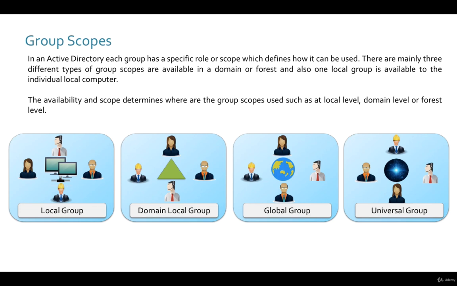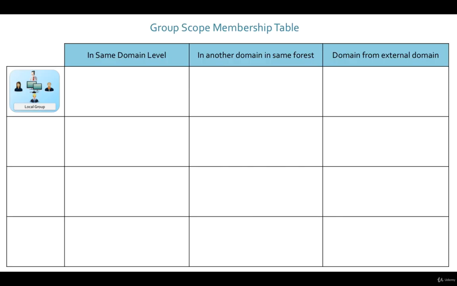Now I'll discuss how all four groups are managed in the same domain level, another domain in the same forest, and a domain from an external forest. In the same domain level, local group can have users, computers, domain local group, global group, and universal groups as its members. Because a local group is created on a local machine, it has limited resources to manage the domain environment.